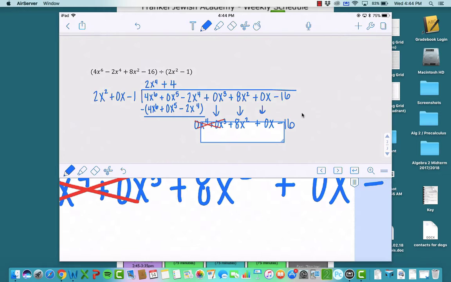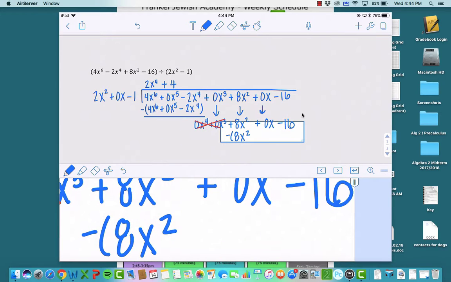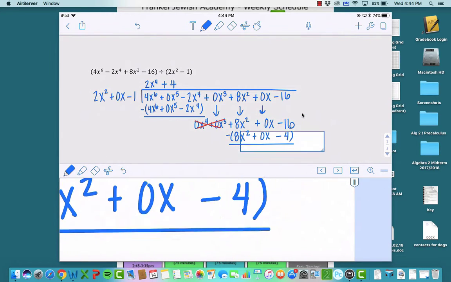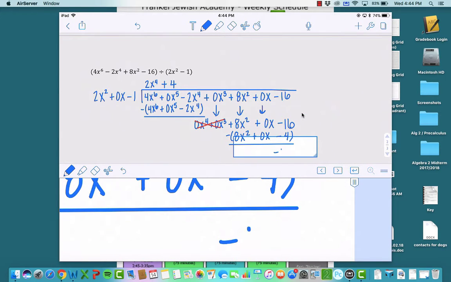So we do 8x squared plus 0x, so negative 16 minus negative 4 becomes negative 12.